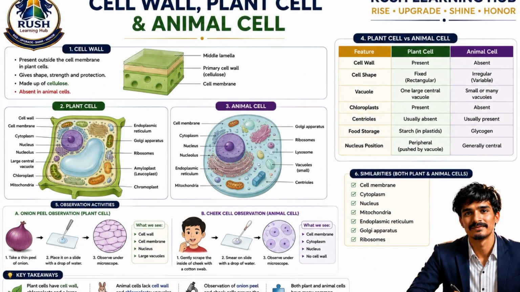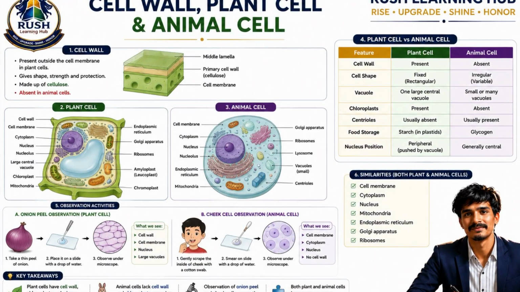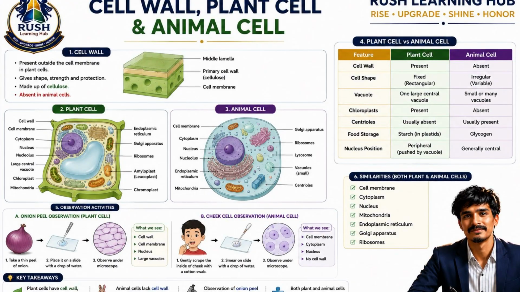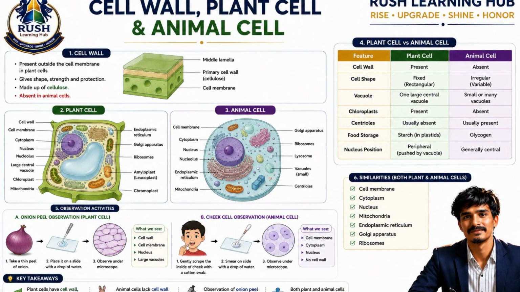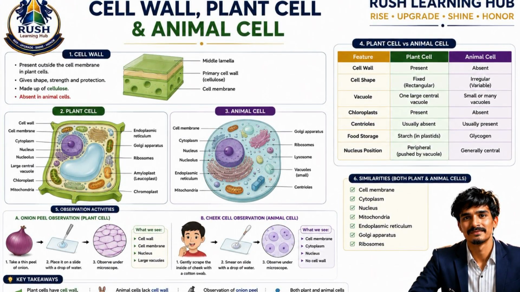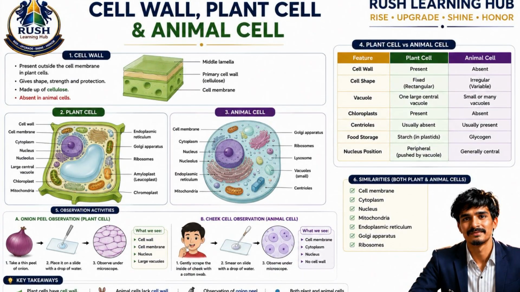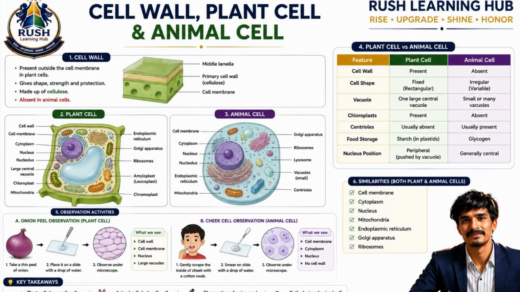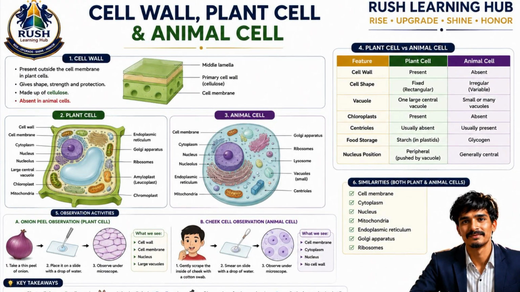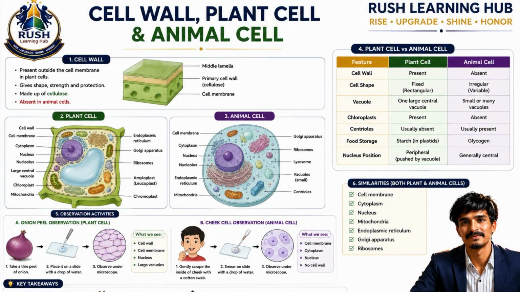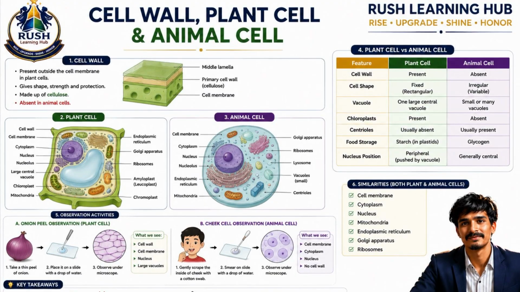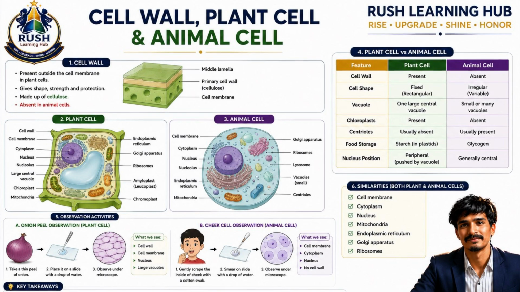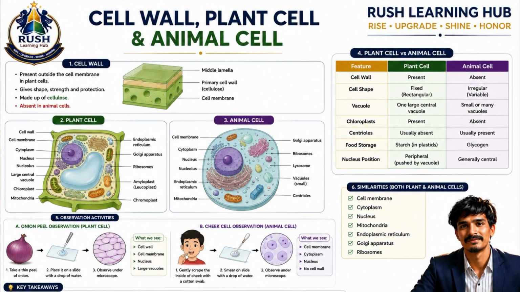Both plant and animal cells possess a cell membrane, cytoplasm, nucleus, mitochondria, ribosomes, endoplasmic reticulum, and Golgi apparatus. The observation of onion peel cells and cheek cells provides practical evidence of the existence and structure of cells. With this understanding of plant cells and animal cells, we are now ready to study different types of cells and learn how prokaryotic and eukaryotic cells are organized in living organisms.